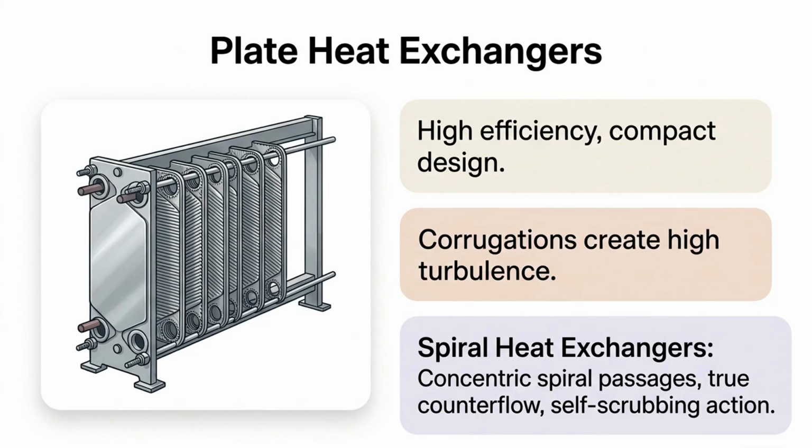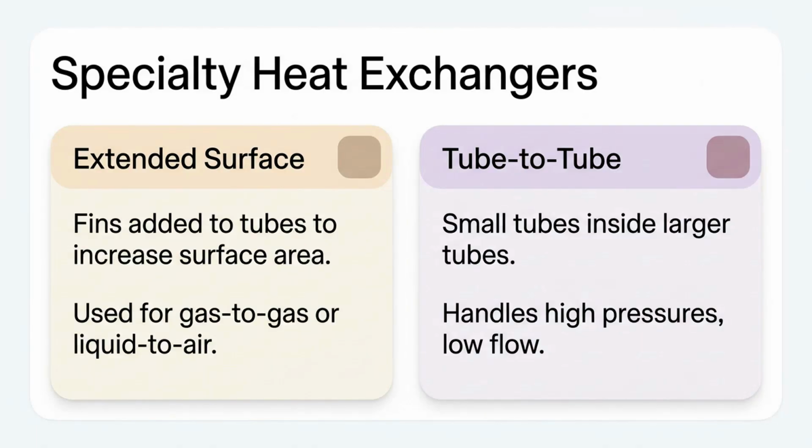When dealing with gases, which do not transfer heat as well as liquids, we use extended surface exchangers. These have fins attached to the tubes to increase the surface area. For low-flow, high-pressure situations, simple tube-to-tube or double pipe exchangers are often used.